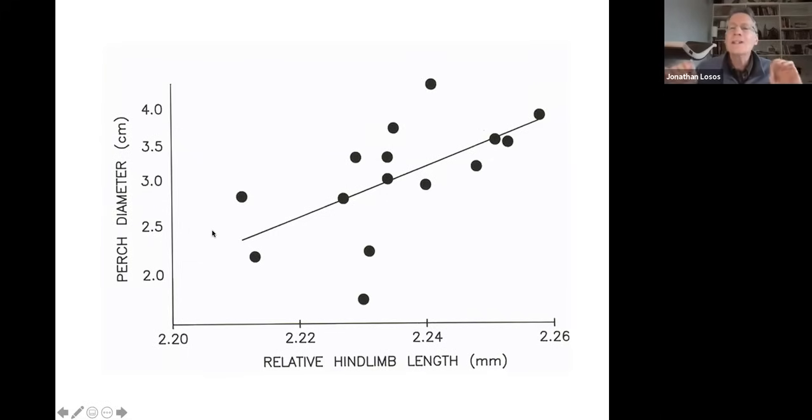But in any case, each dot is the mean value of the lizards on an island, the diameter of the surface they used, and how long their hind limbs were relative to body size. And as you'll see, there was a pretty strong, statistically significant relationship. What this indicated was that over the course of 15 years, which is about 1 to 2 lizard generations, there had been adaptive divergence to different environments.